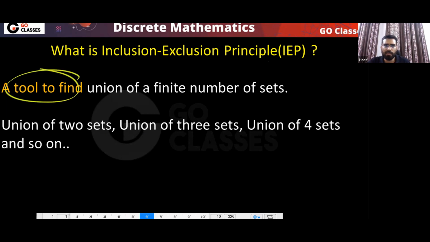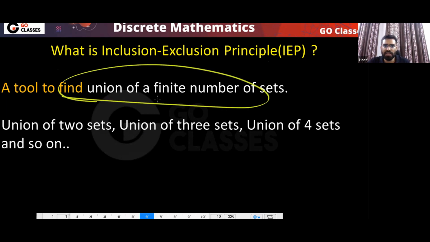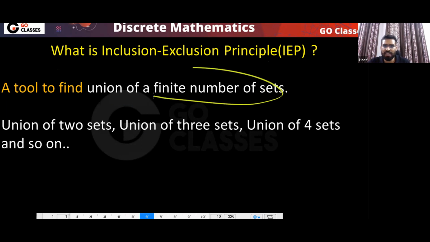This is a tool. Remember, this is a tool to find union of finite number of sets. So you have finite number of sets, like for example, union of 2 sets, union of 3 sets, union of 4 sets. So for example, let's assume you have 2 sets, A comma B. These 2 sets you have.